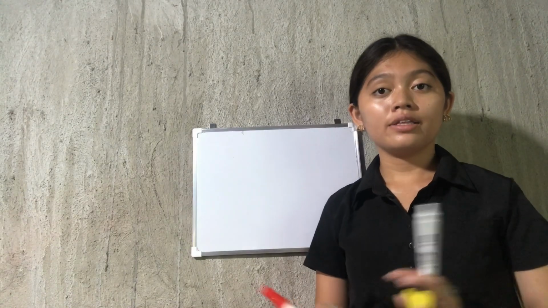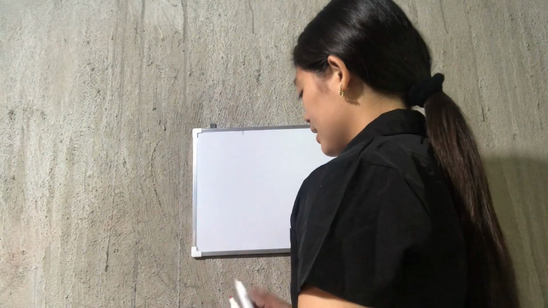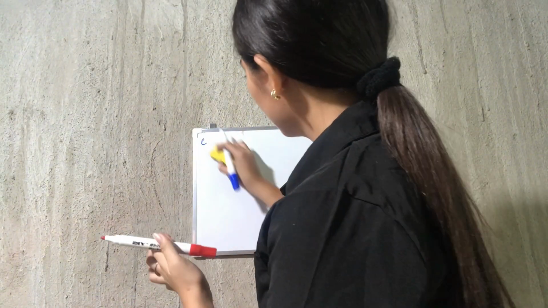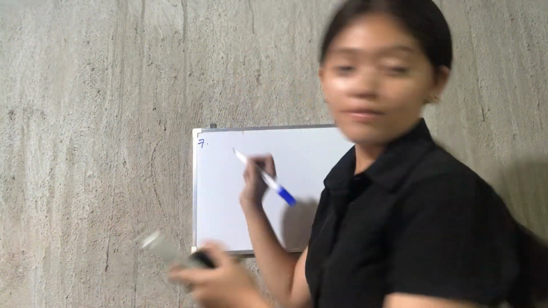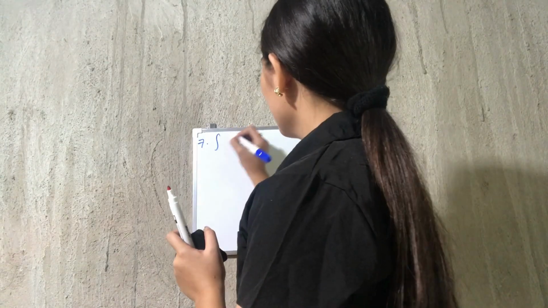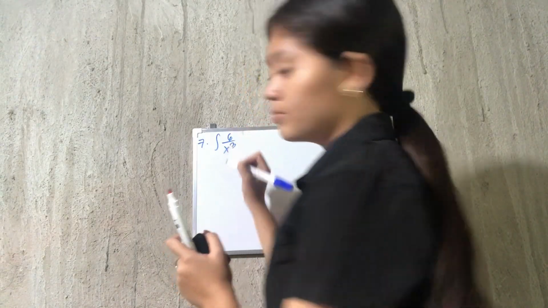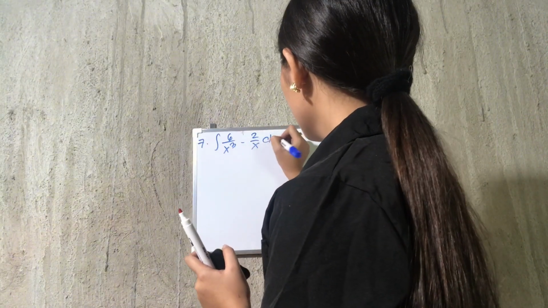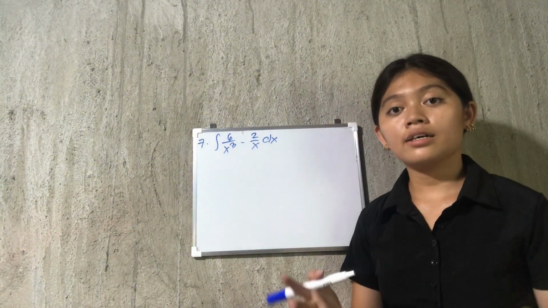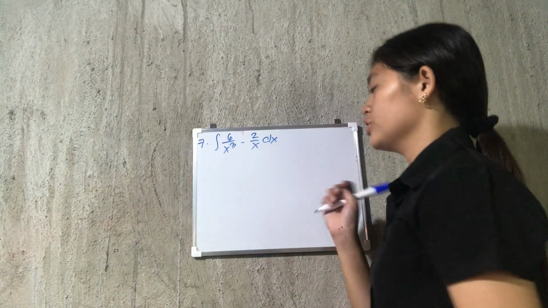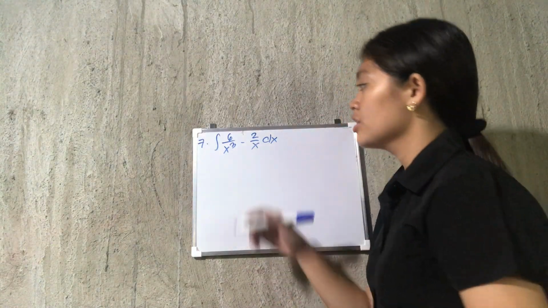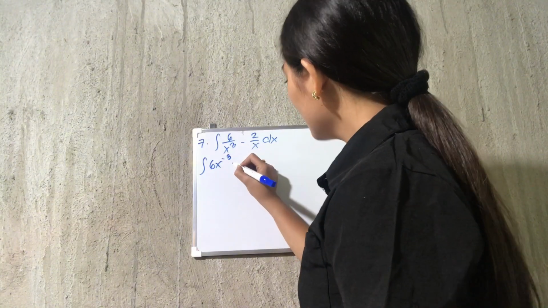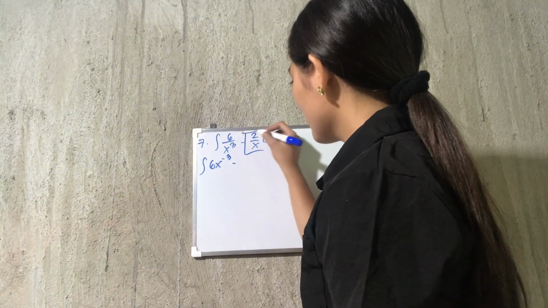Example for the basic integration. So for the final example, number 7, we have the integral of 6 over x cubed minus 2 over x dx. Just like the previous example, all you have to do is put this in the numerator. We write this as 6x raised to negative 3 minus 2x.